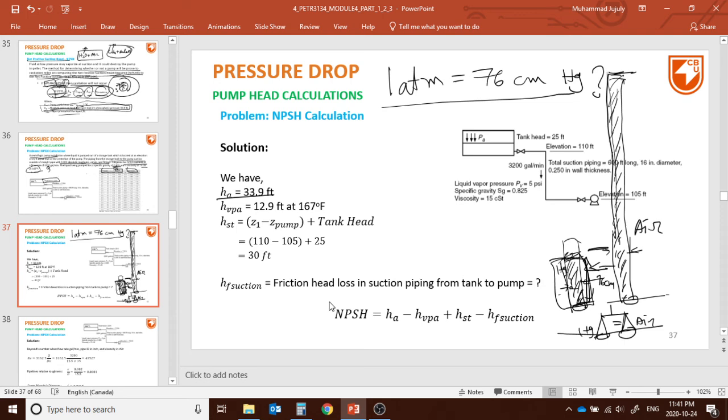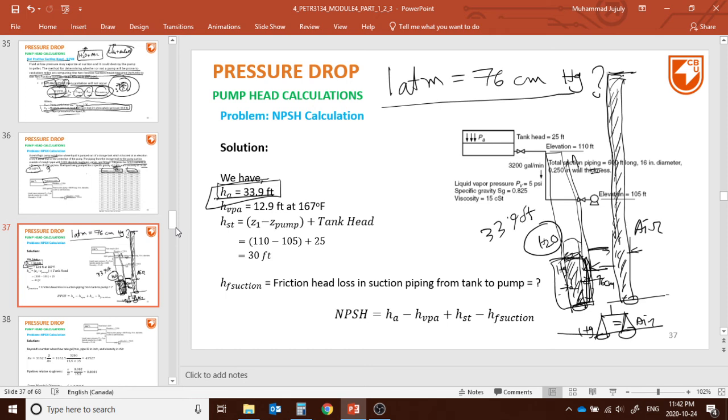Now if you replace this mercury with water, then you need 33.9 or 34 feet of water length to equal this air. So that's why we said at the atmospheric condition, the water length would be 33.9 feet. That's how it came.